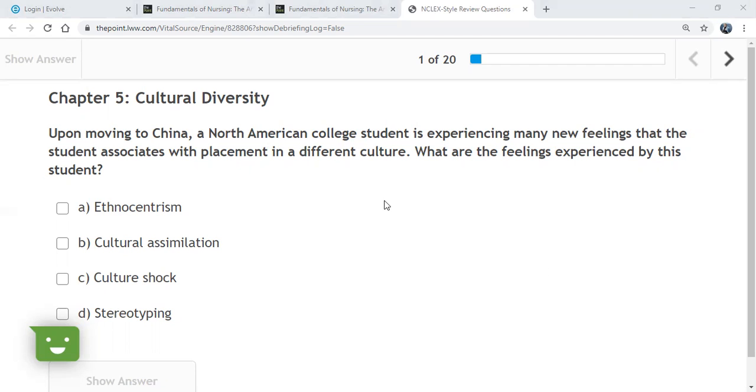All right. When moving to China, a North American college student is experiencing many new feelings that students associate with placement in a different culture. What are the feelings experienced by this student?